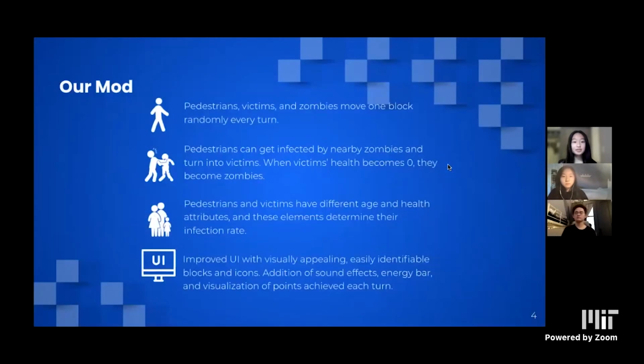In our game mode, pedestrians, victims, and zombies have the ability to move one block randomly every time the player moves. Pedestrians can also get infected by nearby zombies as they gradually turn into victims, and when their health becomes 0, they become zombies. We also have different age cohorts for pedestrians and victims, which also mean different health attributes. And these elements determine their infection rate and how much overall health they have.